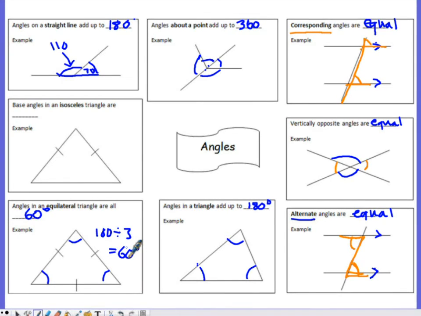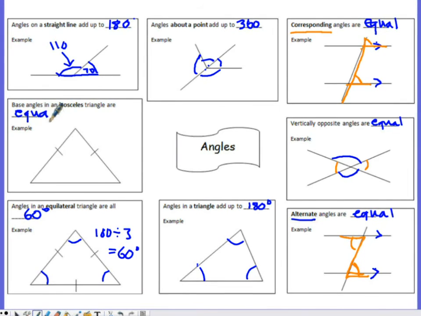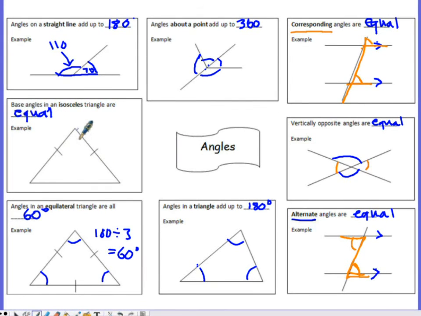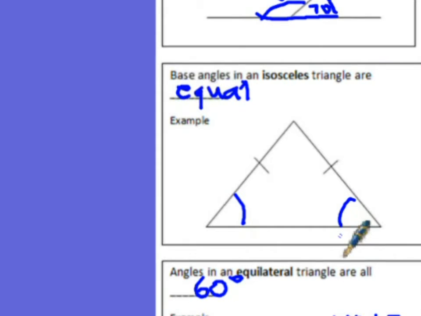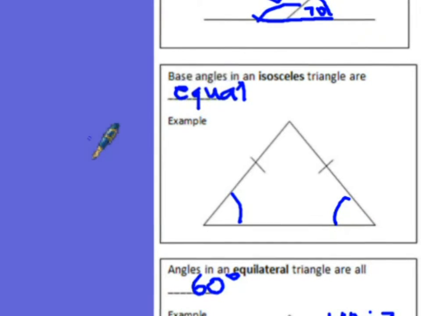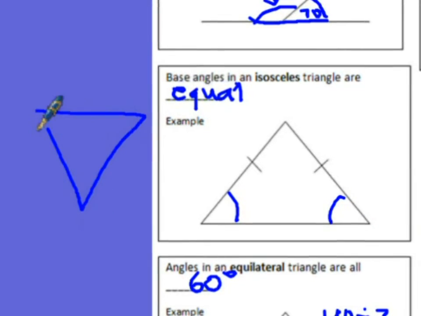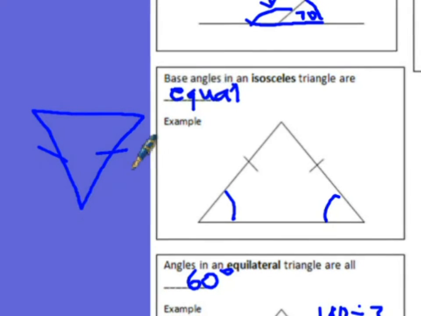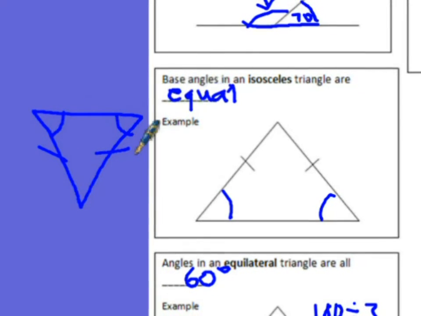Base angles in an isosceles triangle are equal. Base angles are the two sides which are equal, not the angle that they create, so not this one, but the other two are the base angles. Just be careful, the triangle could be upside down, in which case these would be the base angles.